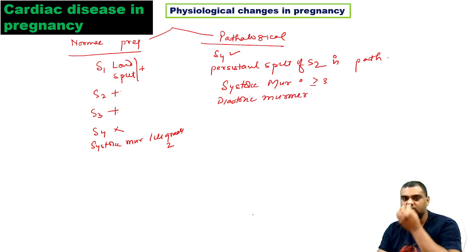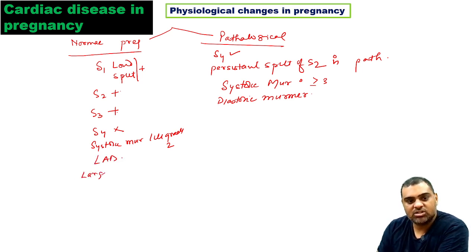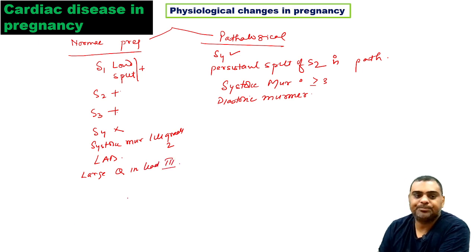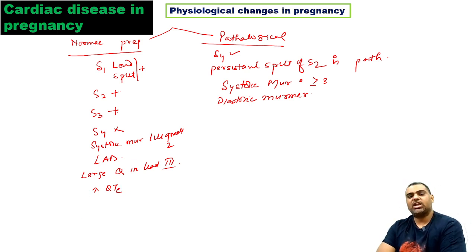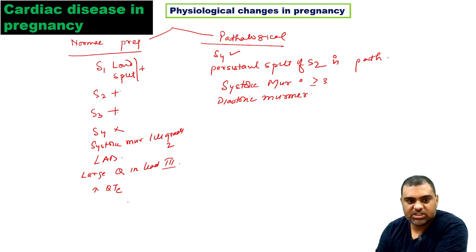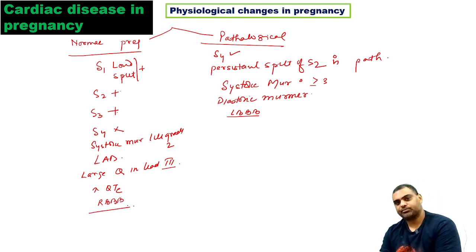Now coming to the ECG, normal findings you can see are left axis deviation, large Q waves in lead 3, and increased QTc. Regarding QTc and this Q wave, I have explained in great detail in my first lecture. So these are normal. Okay. What will be abnormal? Any left bundle branch block. And RBBB can be normal. This you have to understand.